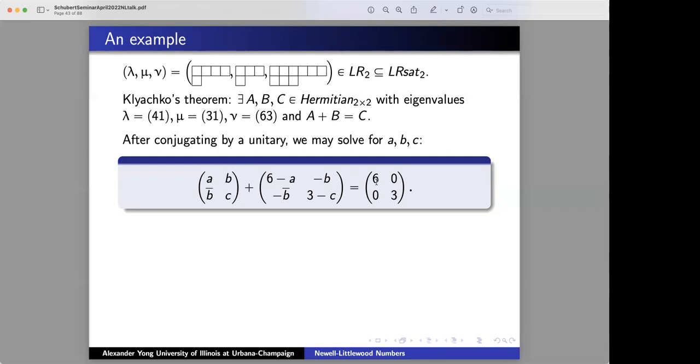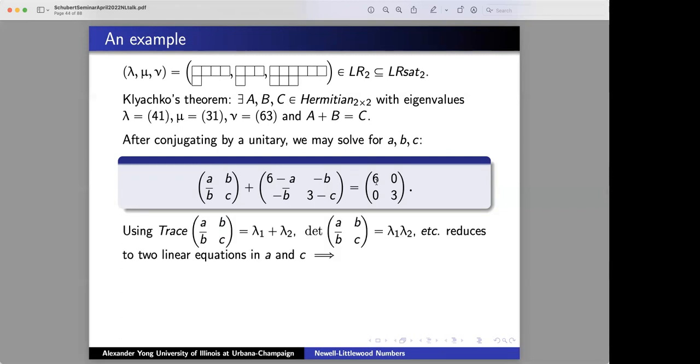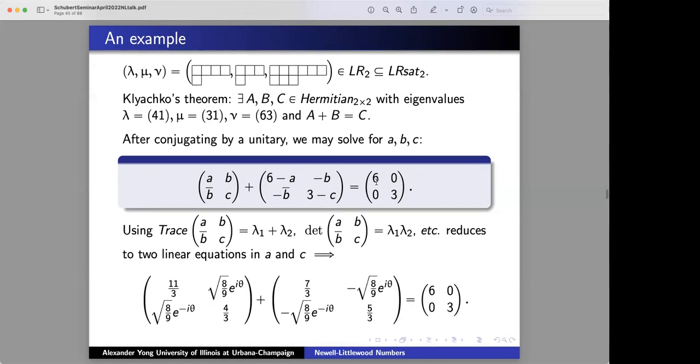So what are a, little b, and little c? You can use the Newton identities. The trace of a matrix is the sum of the eigenvalues. The determinant of the matrix is the product of the eigenvalues. And when you do that, and I did, you work out that you have two linear equations in A and C, and that you can back substitute to get B. And you get a complete parametric solution in terms of an argument theta this way. And when you conjugate by whatever unitary you want, you'll get all possible solutions for A, B, and C.